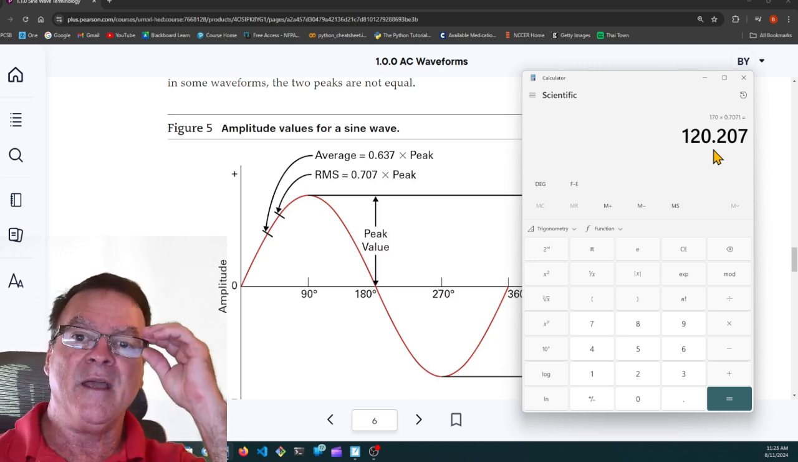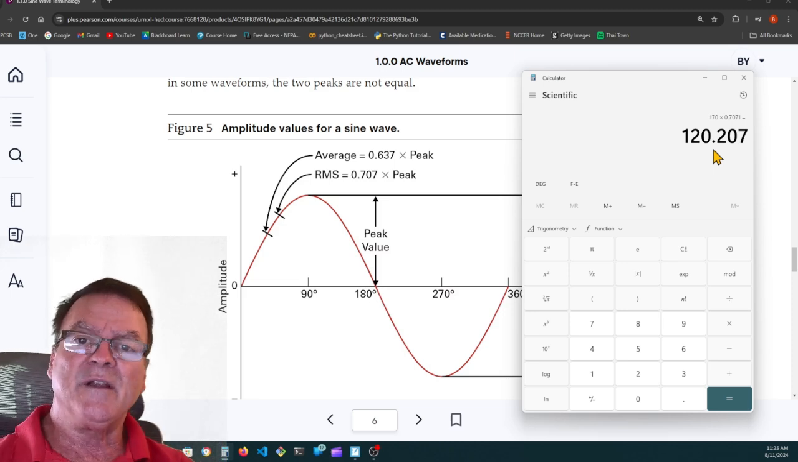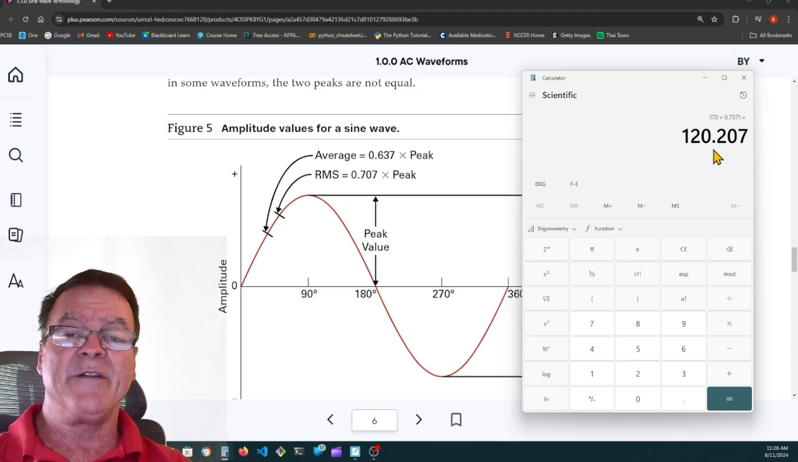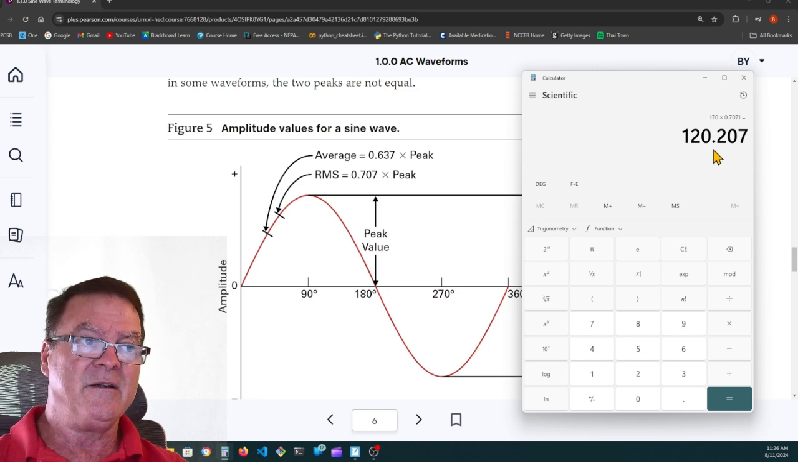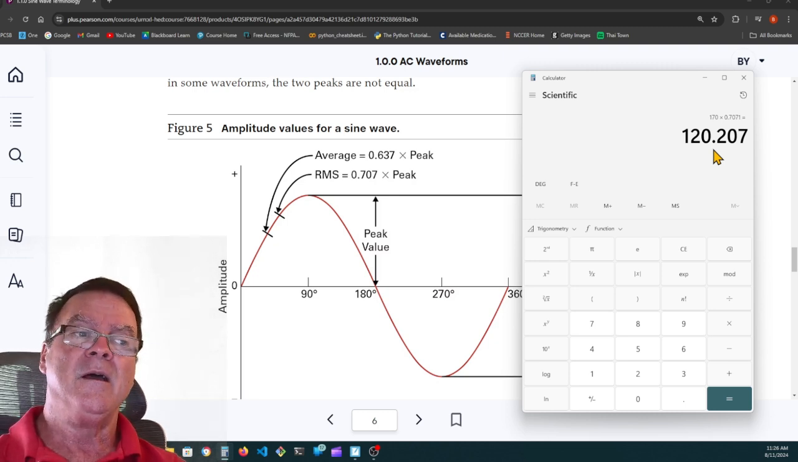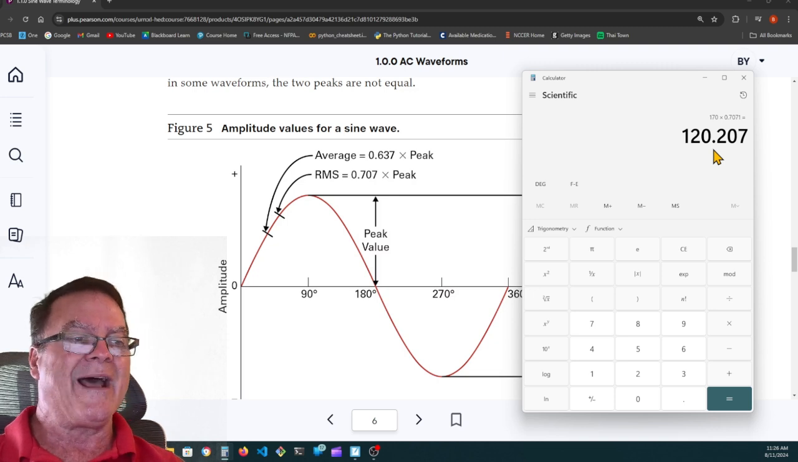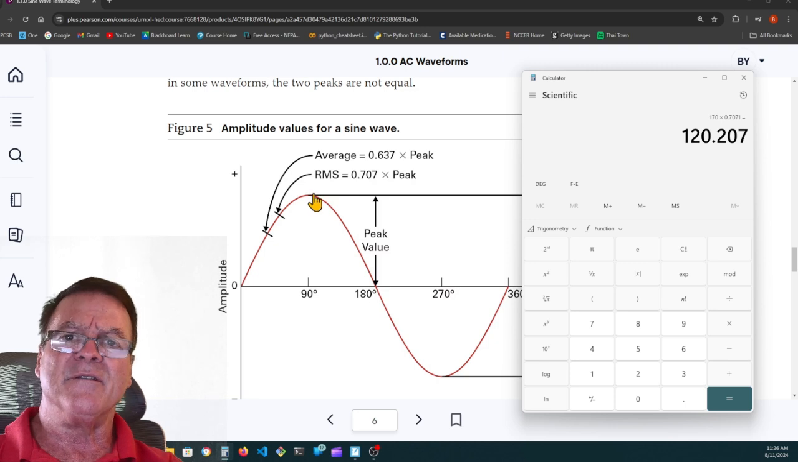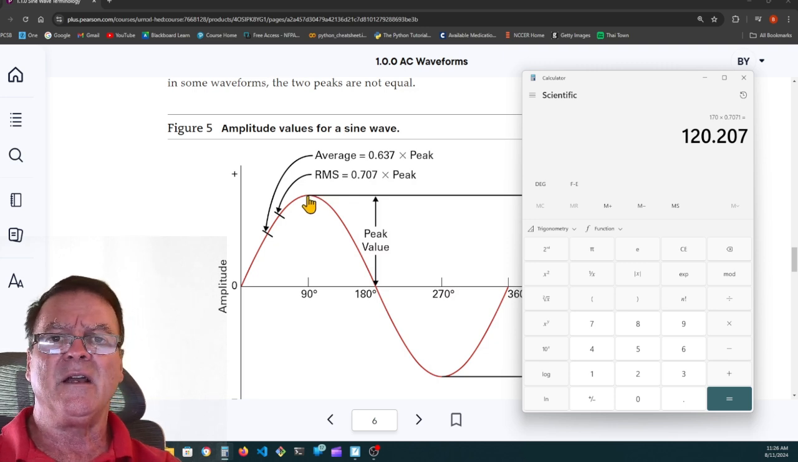How do you like that? All this time we've been telling you the receptacles in your house are 120 volts, and you've accepted that. They're actually 170 volts peak, but you don't get that much work out of them because they're only 170 volts for a very short period of time, a blink of an eye. Most of the time, they're less than 170 volts.